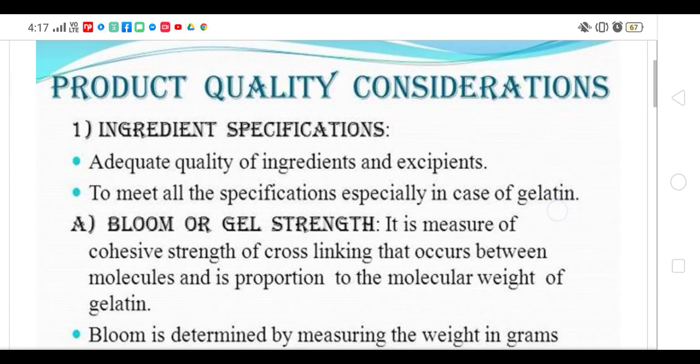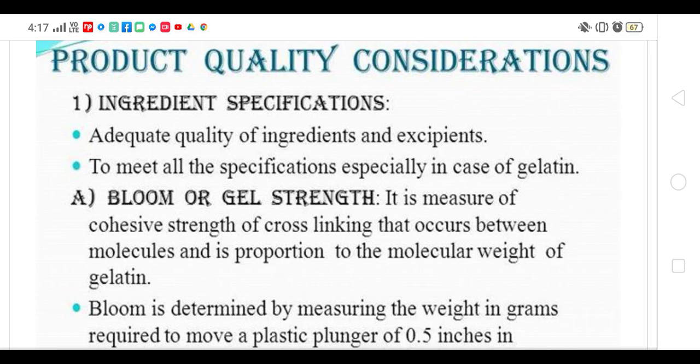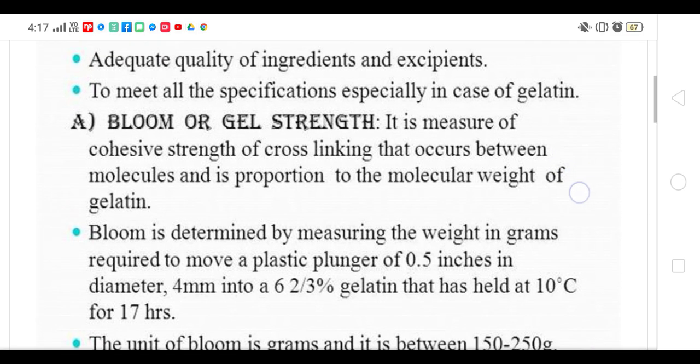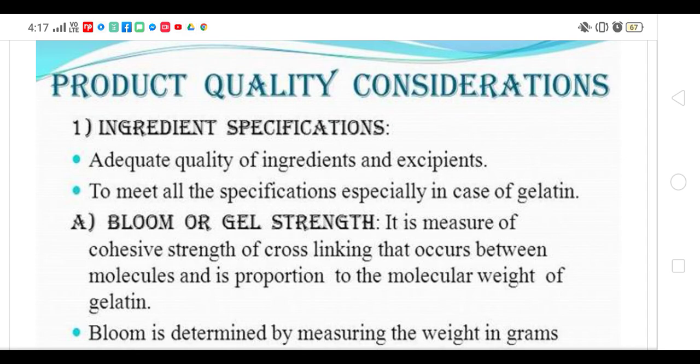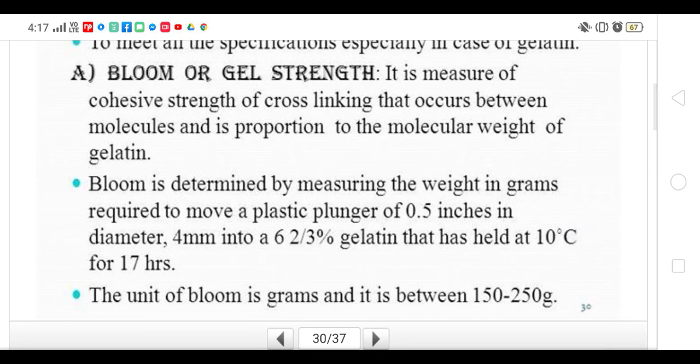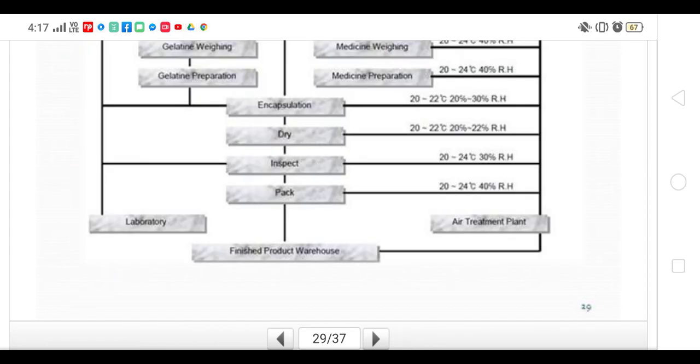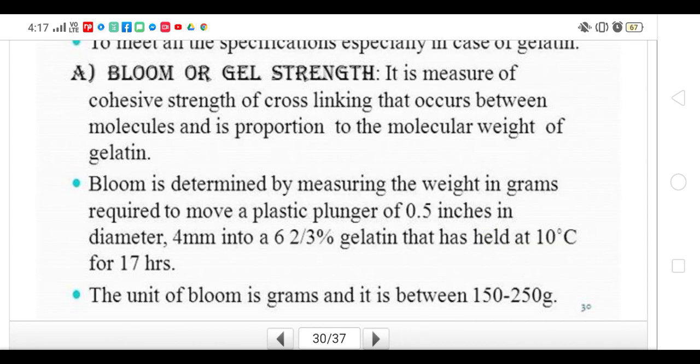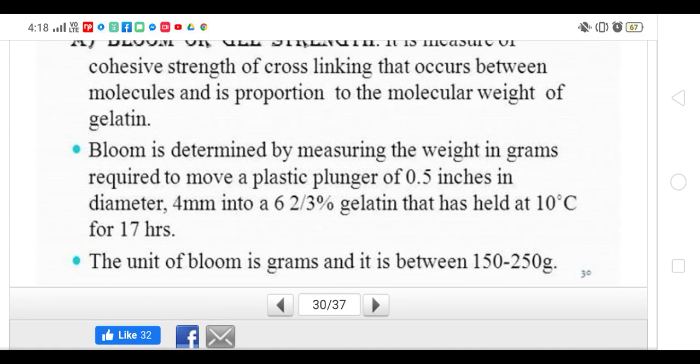Now, quality considerations. First is ingredient specification, which includes gelatin gel strength or its bloom strength. So already we have discussed bloom strength. In a 6.66% gelatin solution, when it is stored at 10 degrees for 17 hours, and when you pass a plunger of 0.5 inch for 4 mm distance, then the measure is called bloom strength, and it is between 150 to 250 grams.